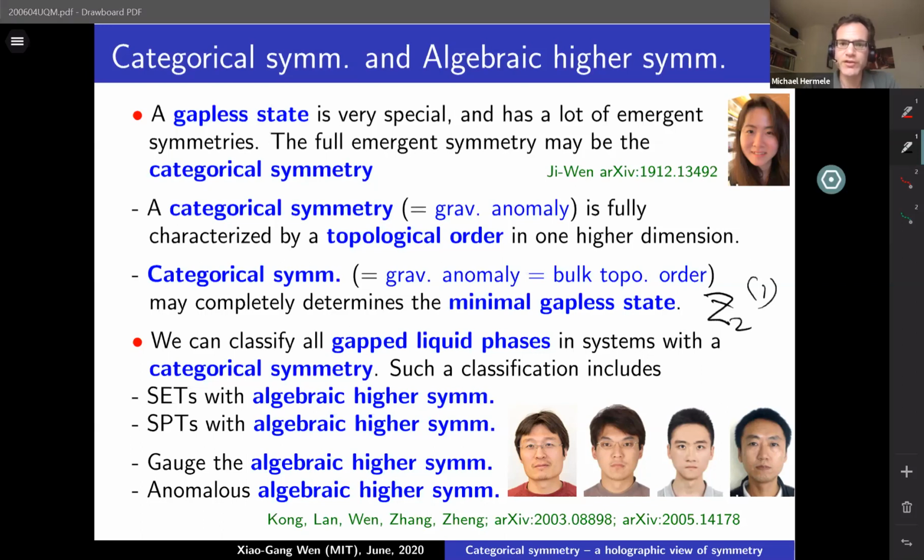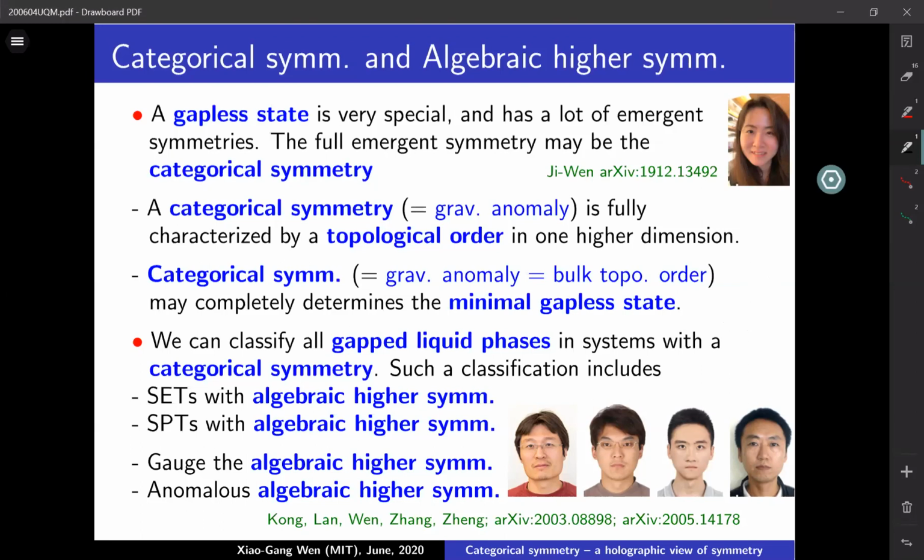Here's another question from Liu Jun Zhu. The question is: is this formalism applicable only to discrete and unitary symmetries so far? Very, very good question. And yes, at the moment, I should emphasize that G is finite. The symmetry group is finite. When you think about the higher symmetry, algebraic higher symmetry, we always think they're all finite. Therefore, the corresponding gauge theory in one higher dimension will be the gapped topological phase.